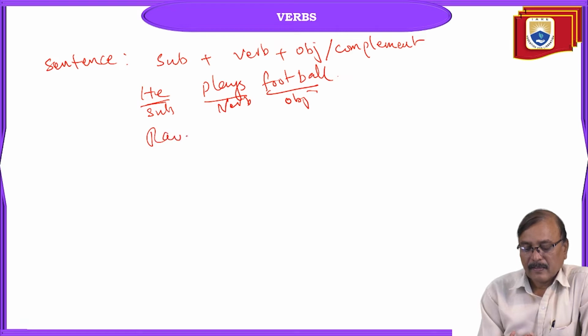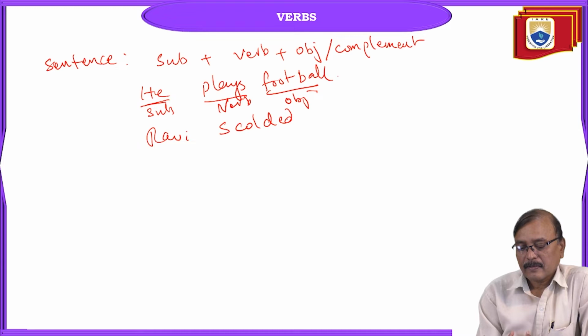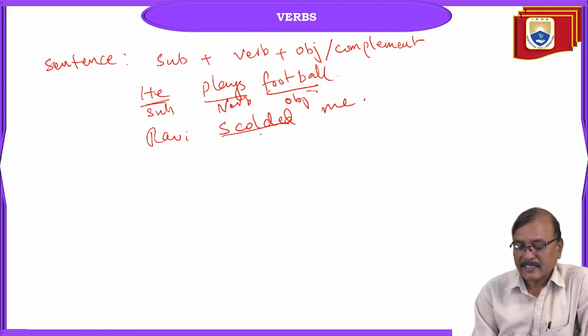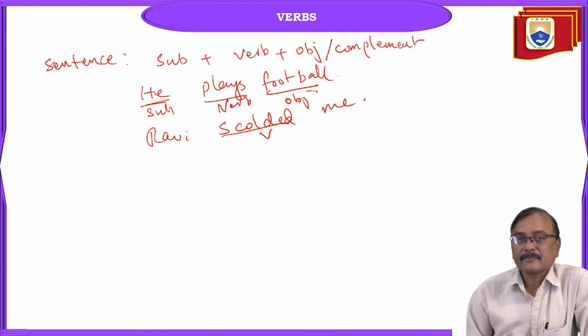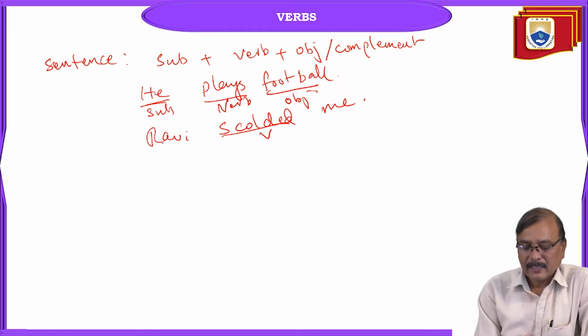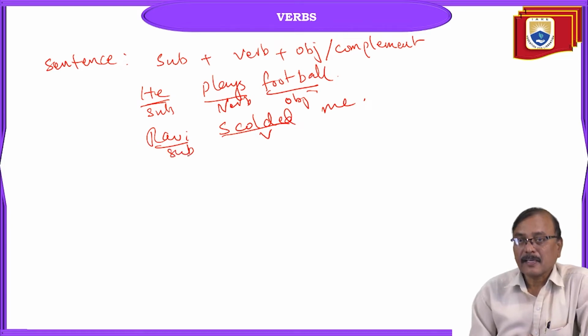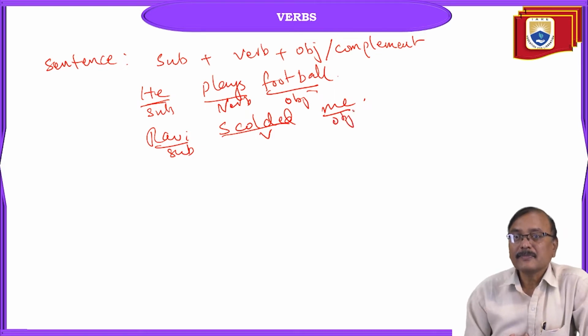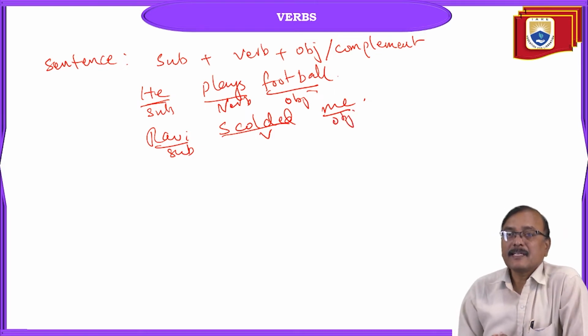Ravi scolded me. What is the action here? Scolded is the action. And who scolded? Ravi. This is the subject. And me, this is the object. He scolded whom? He scolded me. Is it clear?